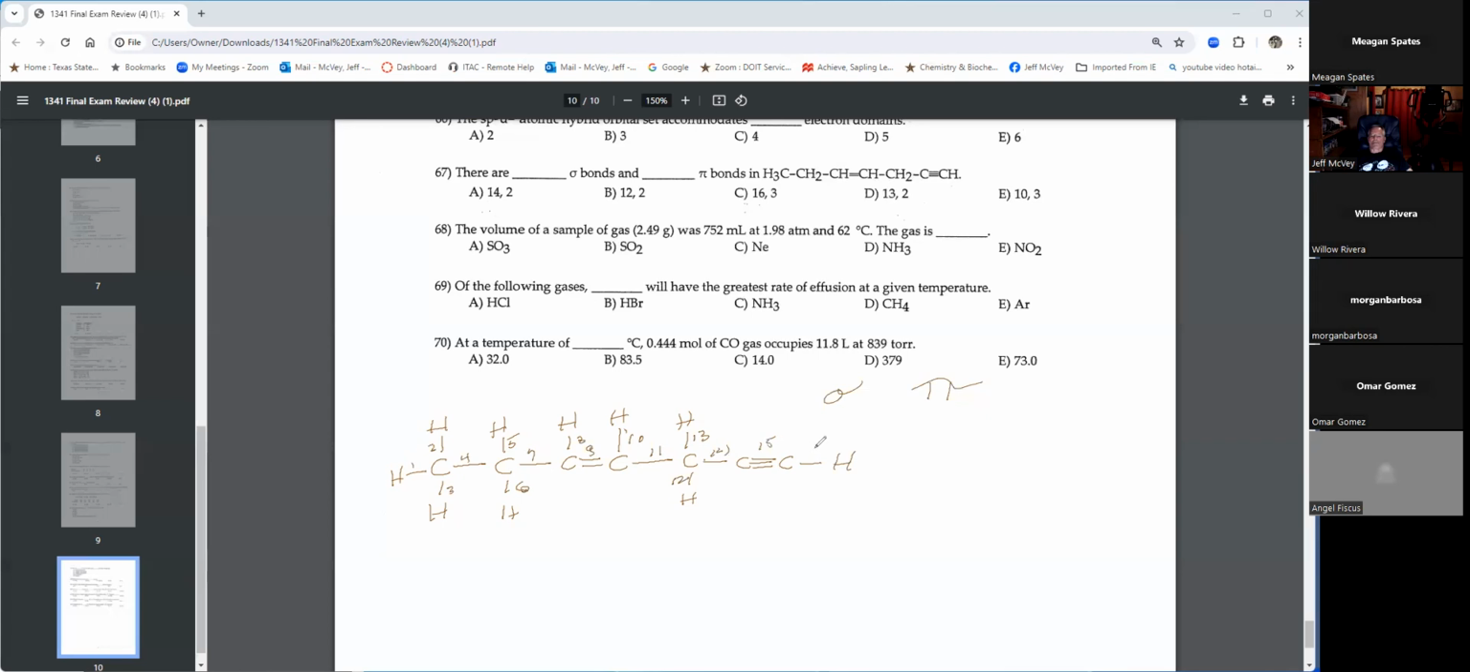14, 15, 16. Okay, so 67 has 16 sigma. So I don't see any other answer with 16 sigma. I haven't even counted pi bonds yet, but I know there's going to be 3. Every double bond has 1 sigma and 1 pi bond. Every triple has 1 sigma and 2 pi bonds. We already counted the sigmas. We got 2 pi's here, 1 pi here, for 3 pi's.